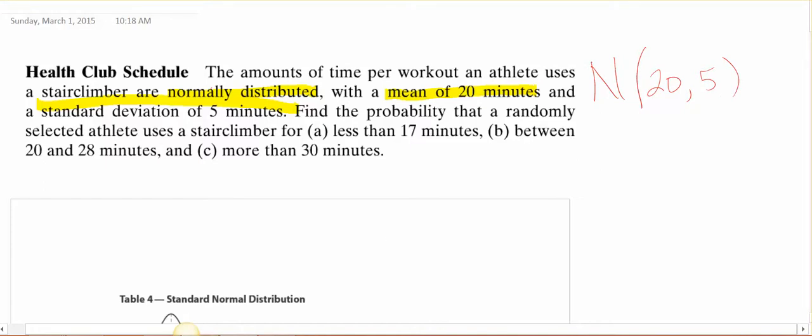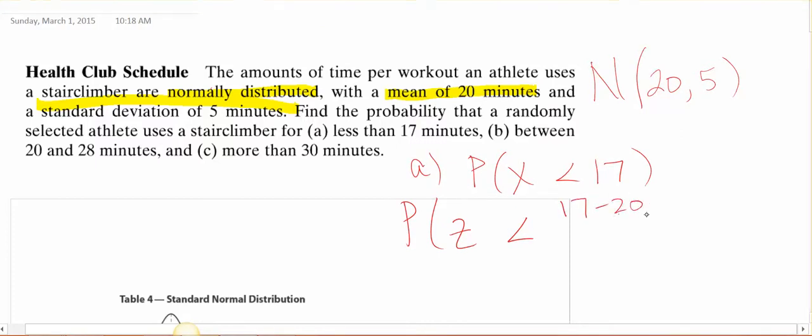Then it asks 3 questions. So let's tackle the first question. The first question in math symbols would be, what's the probability that your random variable is less than 17? Now, our table only looks up z-scores. So we now need to change this x to a z. So we do the probability that z is less than, and we find the z-score by taking the value we care about minus the mean divided by the standard deviation.